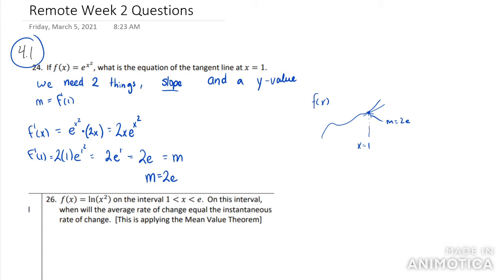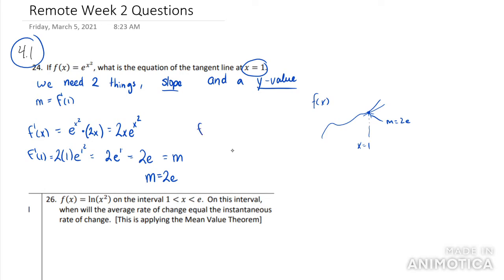The other thing I need is a y value. So whenever you're thinking of an equation of a tangent line, we're given an x value, and we need a slope and a y value because our line is going to be a straight line. So if you want to put it into slope-intercept form, or whichever form you choose, you need a y value and an x value. So let's take a look at this.